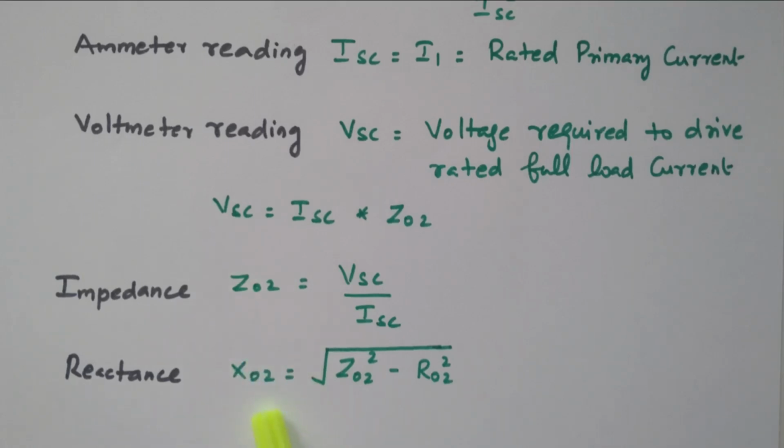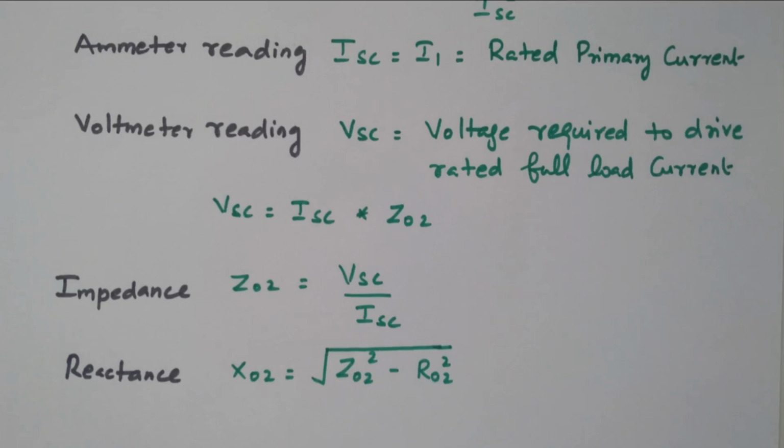The reactance: we already calculated the resistance and the impedance, and from those we can calculate the reactance. X02 equals the square root of Z02 squared minus R02 squared. So we calculated the reactance also. In this test we have an ammeter, voltmeter and wattmeter. The wattmeter reads the copper loss. The input power given to the transformer is assumed equivalent to the copper loss, because iron loss is neglected because of low voltage. Because of high current, we consider only copper loss.